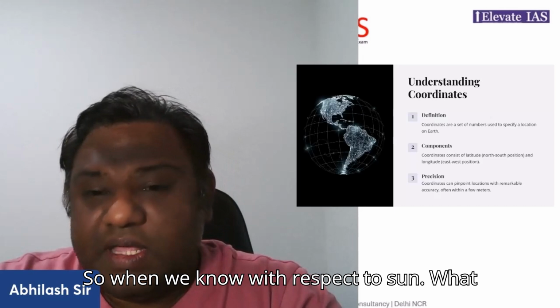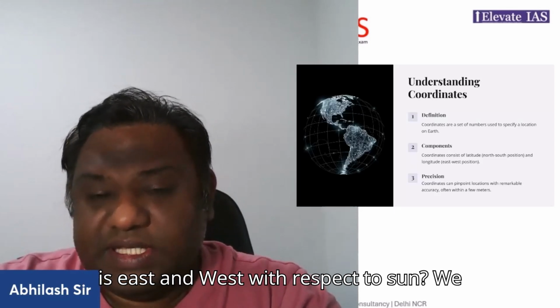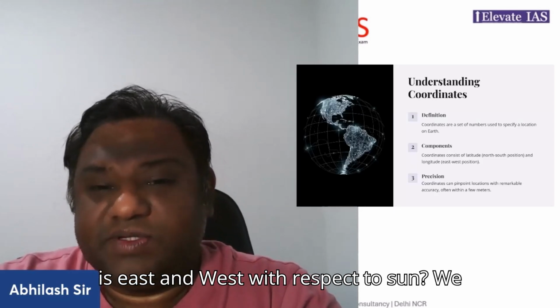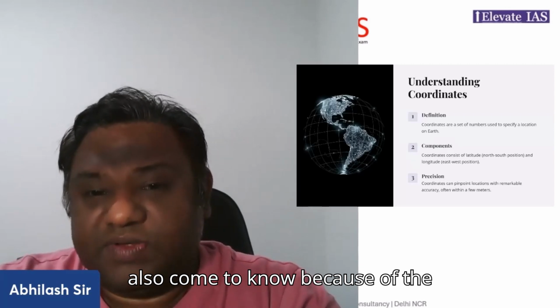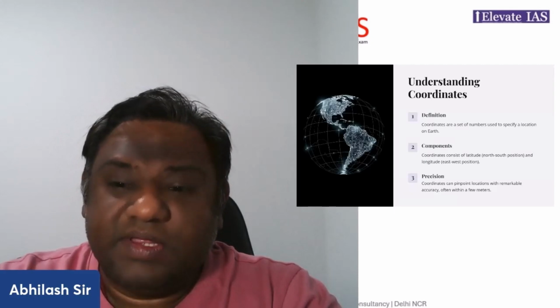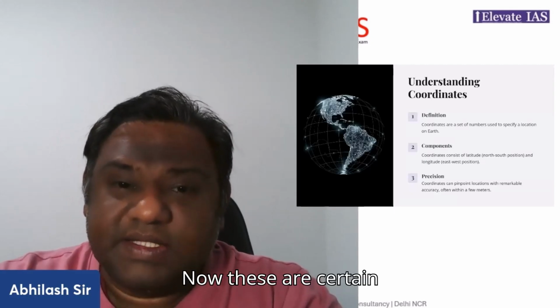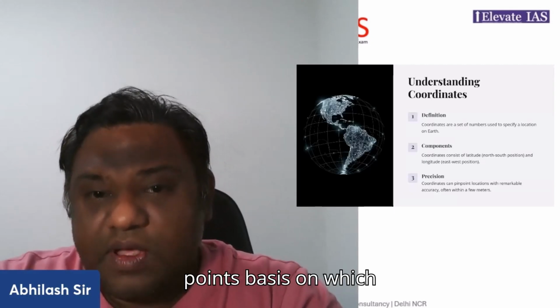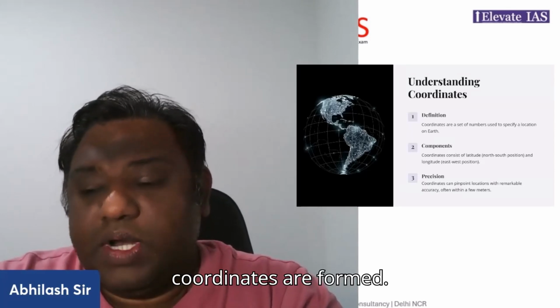So when we know with respect to the sun what is east and west, we also come to know, because of the direction of rotation, north and south. Now these are certain points on the basis of which coordinates are formed.